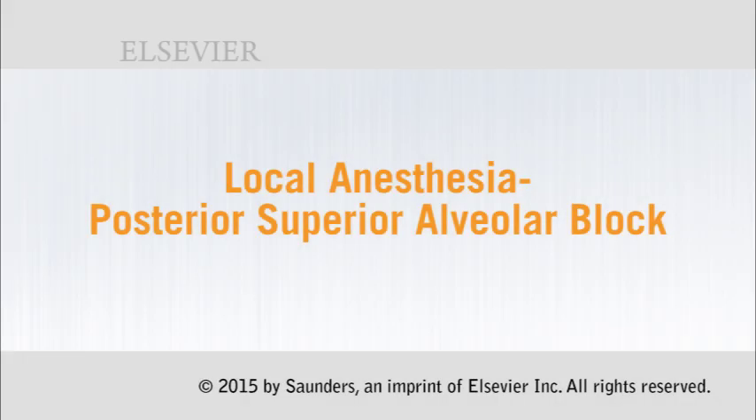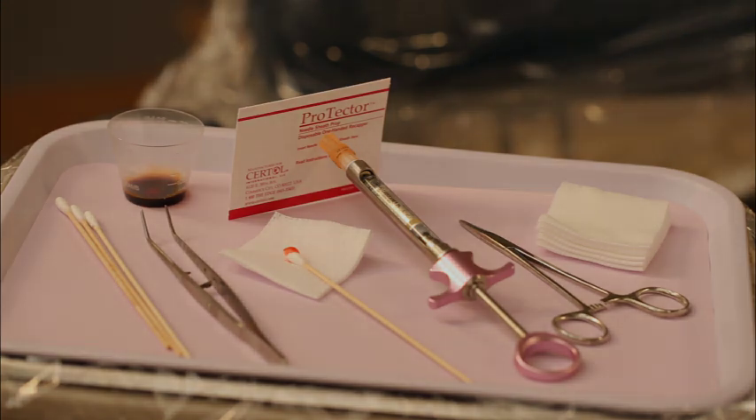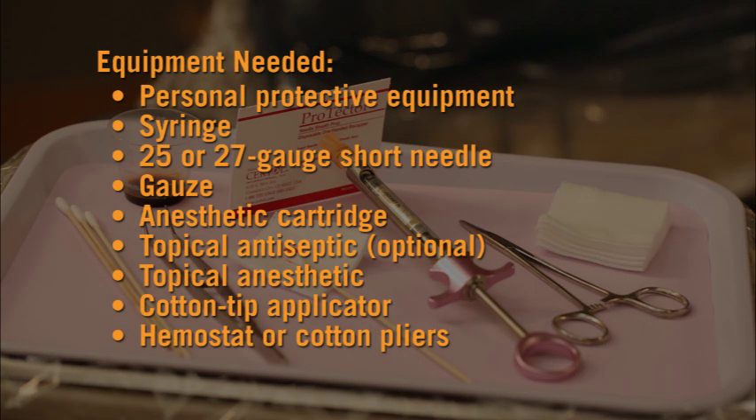Local anesthesia, posterior superior alveolar block. The equipment needed for this procedure is as follows: personal protective equipment, syringe, 25 or 27 gauge short needle, gauze, anesthetic cartridge, topical antiseptic, optional topical anesthetic, cotton tip applicator, and hemostat or cotton pliers.